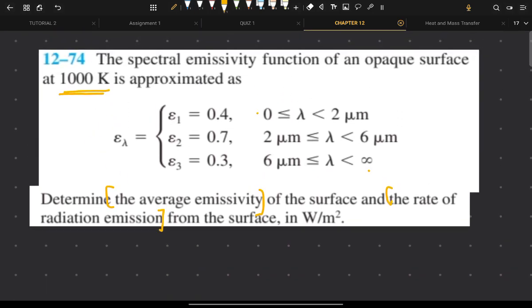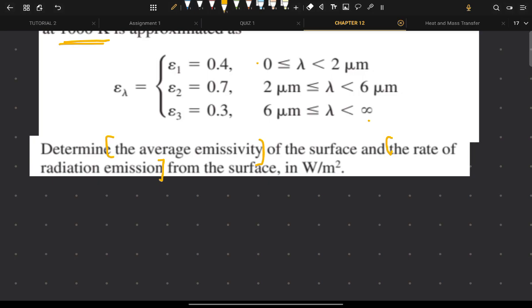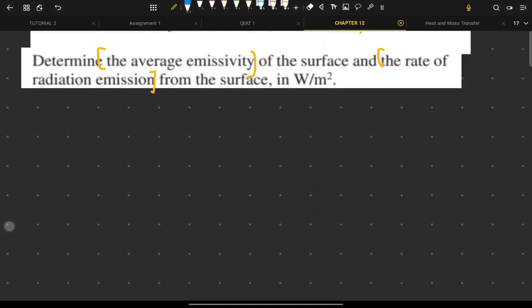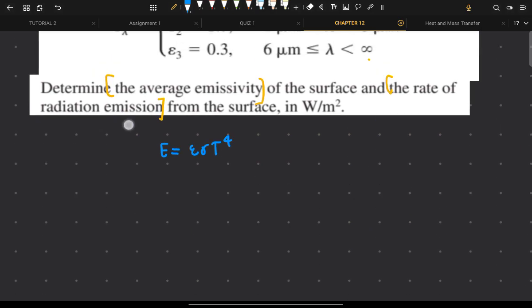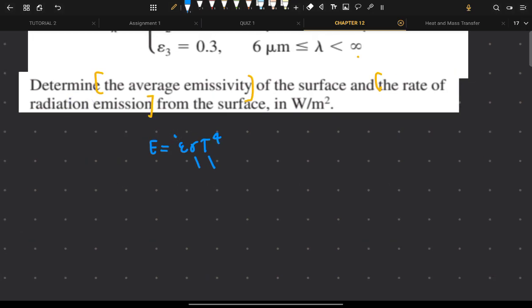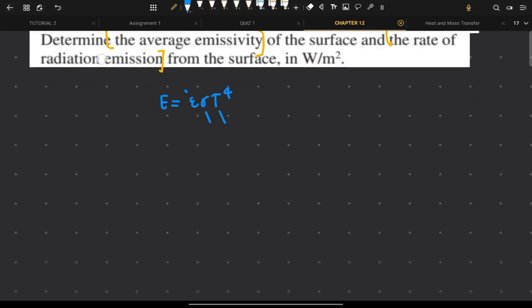So before we start to get the rate of radiation emission, we can know from the equation, which is the general equation for the radiation, E equals emissivity times the Stefan-Boltzmann constant times T to the power of 4. So from these questions we already have T and the constants, but we don't have the emissivity, so we need to find the average emissivity.